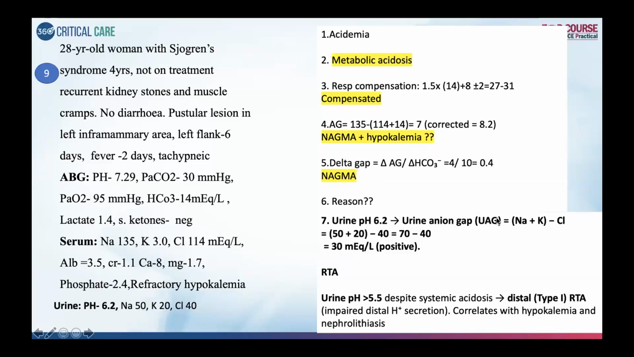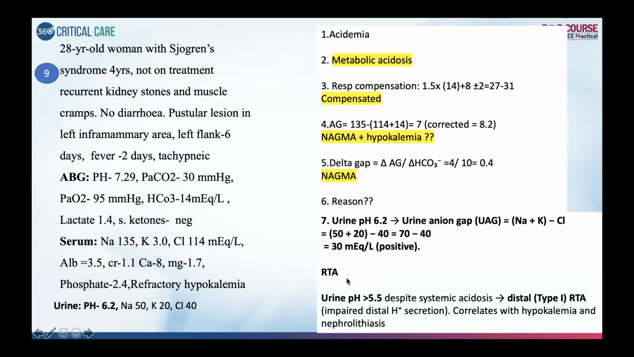You calculate the urine anion gap. Here you have to include potassium: sodium plus potassium minus chloride. So here the anion gap is 30, which is more than 20. You have the cutoff of 20, so it is positive. So the pH and your positive urine anion gap denote a renal tubular acidosis in this patient.